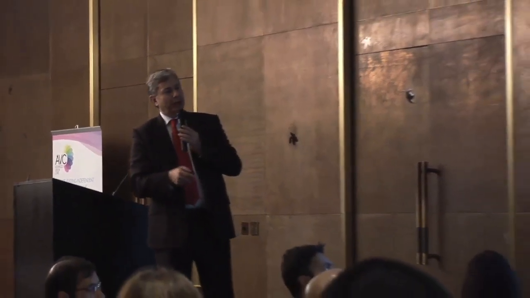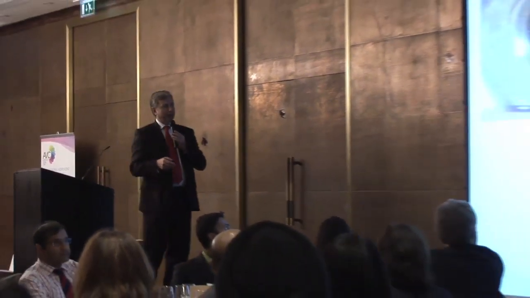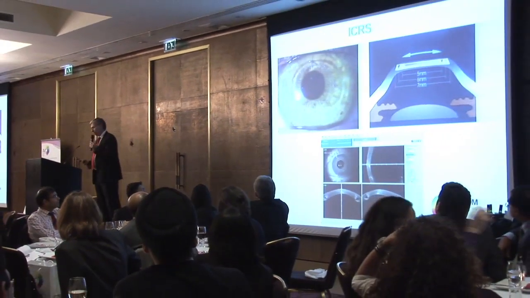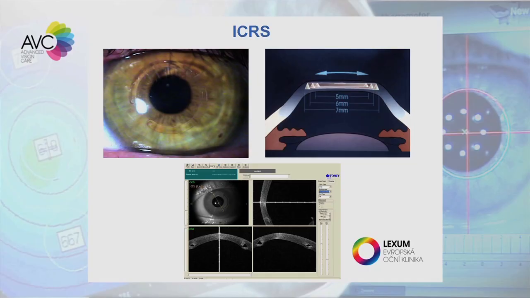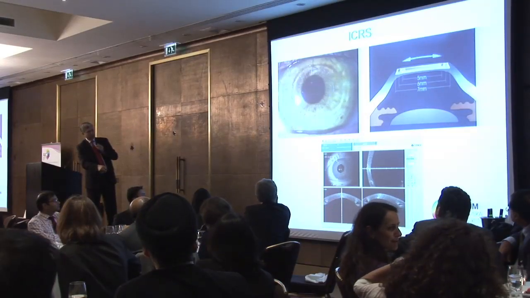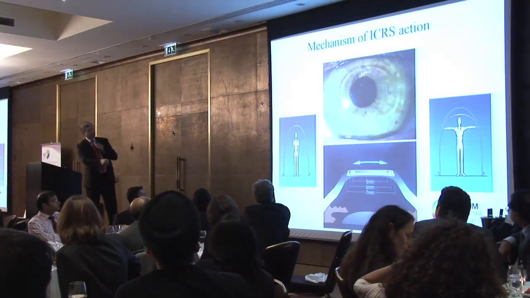So here you see what we call intracorneal stromal rings. These are PMMA rings, which are actually implanted intrastromally in 80% of the cornea. So you see there is a flattening effect of these rings implanted in the cornea. This is the OCT image. And this is how it works.